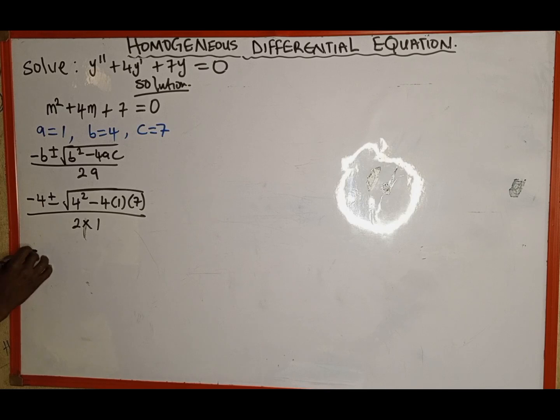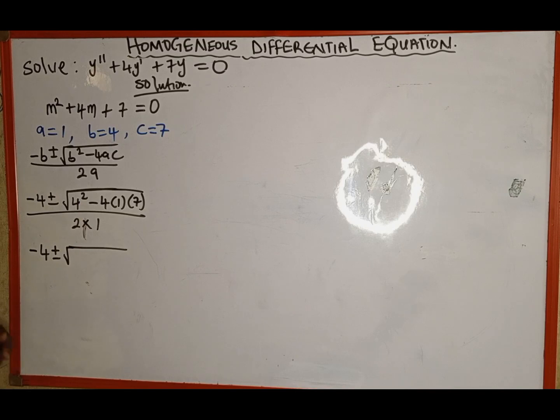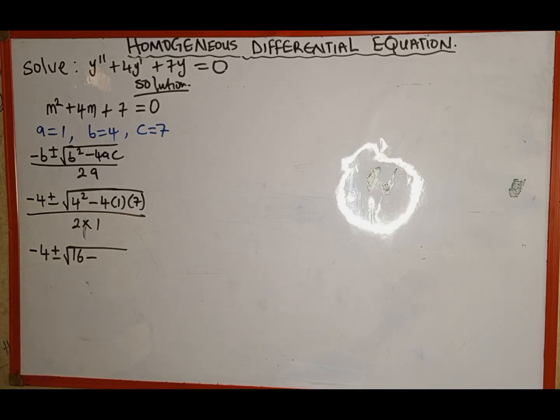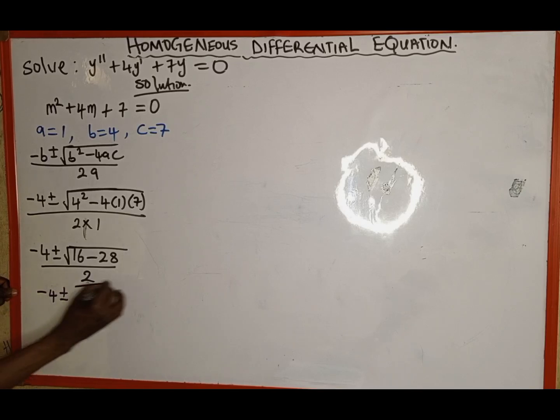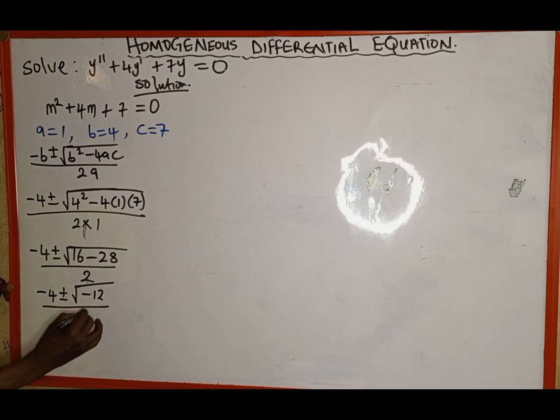So we're going to have minus 4 plus or minus square root of 4 squared, which implies 4 multiplied by 4, which is equal to 16. Then minus 4 times 7, which is going to give us 28. Then everything over 2 multiplied by 1, which is going to give us 2. So now we can simplify this further. Minus 4 plus or minus square root of 16 minus 28, which is going to give us minus 12, then everything over 2.